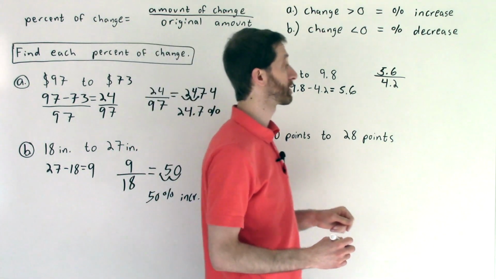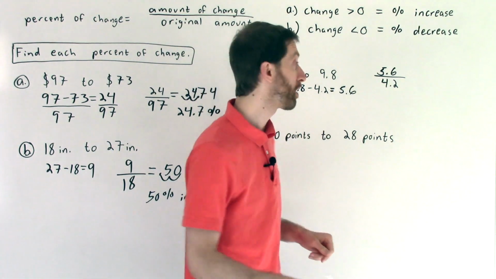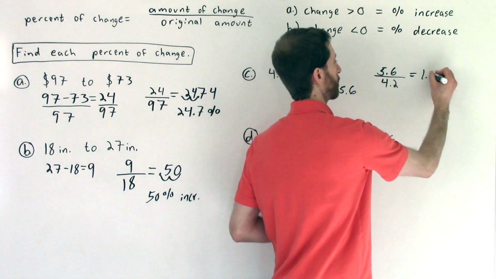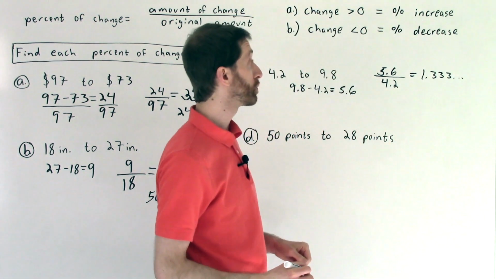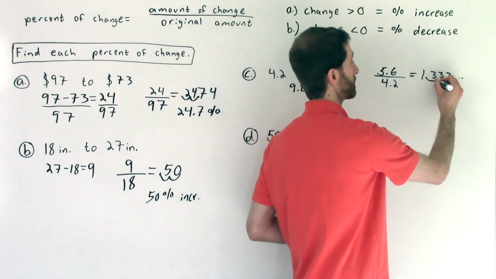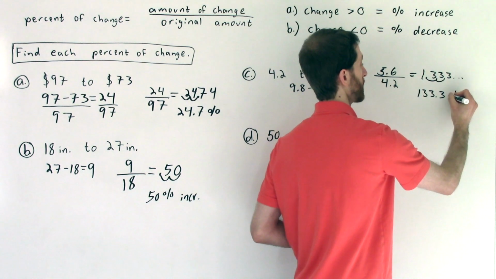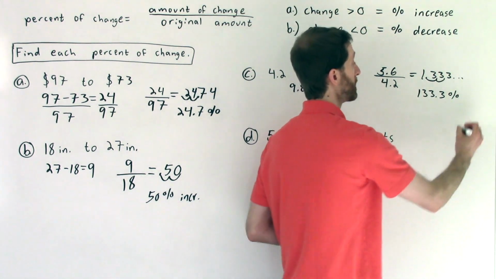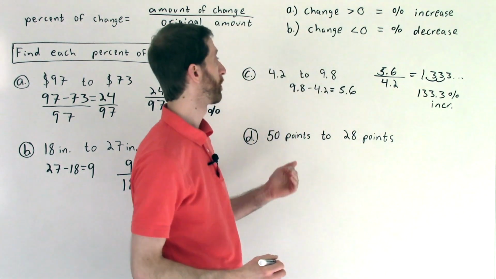So 5.6 divided by 4.2, I've got that one calculated off the screen over here, is 1.333, and it just keeps on going actually. So how do we then figure this out? Well, as a percent, again, move the decimal point 2 places to the right, you get 133.3% rounded to the nearest tenth. And that would be an increase, because we went up from 4.2 to 9.8.